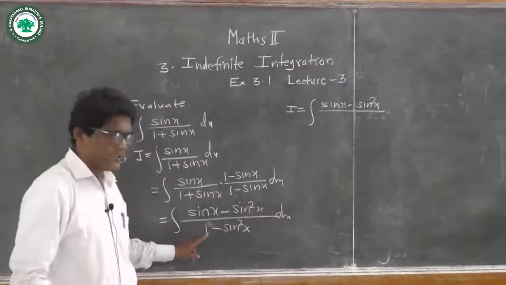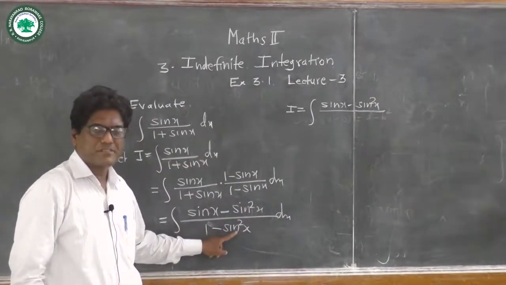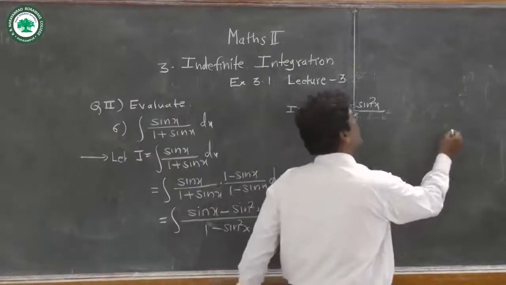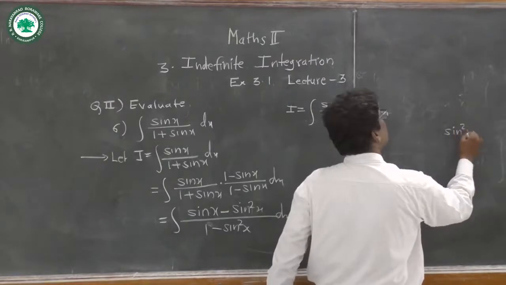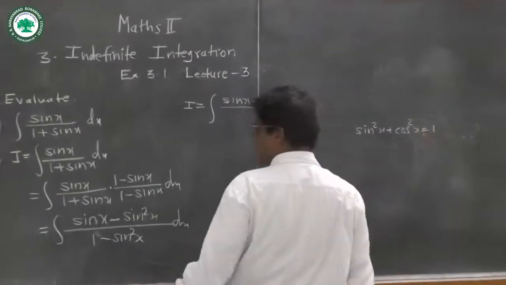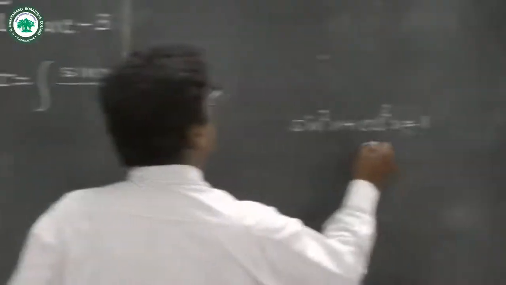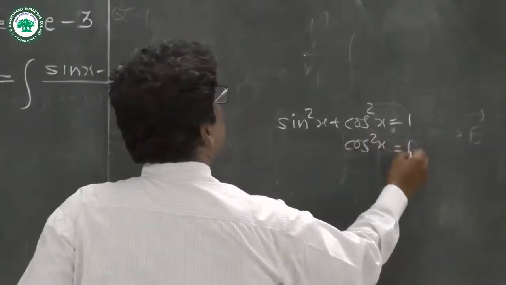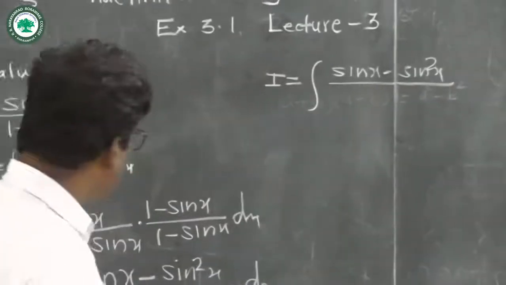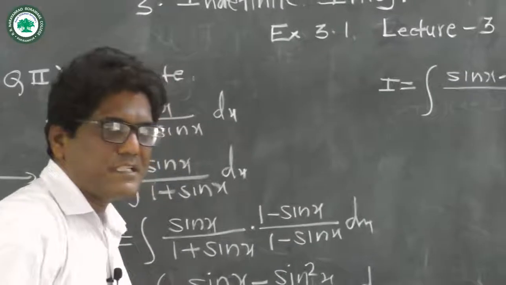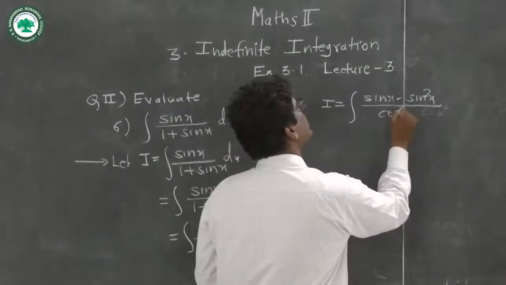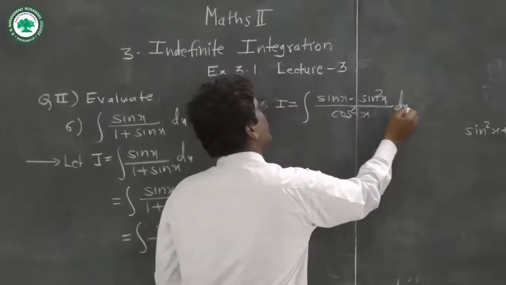Now in the denominator there is 1 minus sin square x, and we know that the first fundamental identity is sin square x plus cos square x is equal to 1. Transposing sin square x, we get cos square x is equal to 1 minus sin square x. So we put the value of 1 minus sin square x as cos square x, divided by cos square x, and dx.